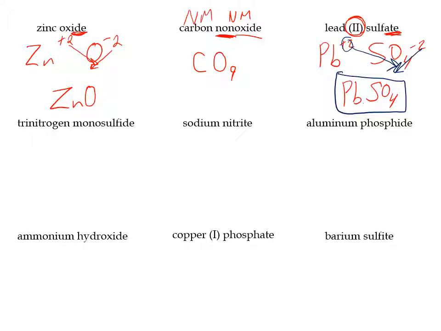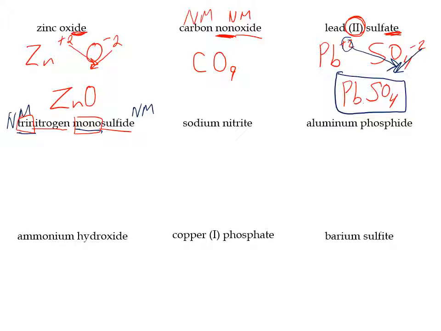Trinitrogen monosulfide. Again, we're looking at prefixes. That's going to tell us we have a nonmetal over here and a nonmetal over here. So now we can just follow exactly what these things say. Trinitrogen: tri is the prefix, nitrogen's our element. Mono is the prefix, sulfide is our element.